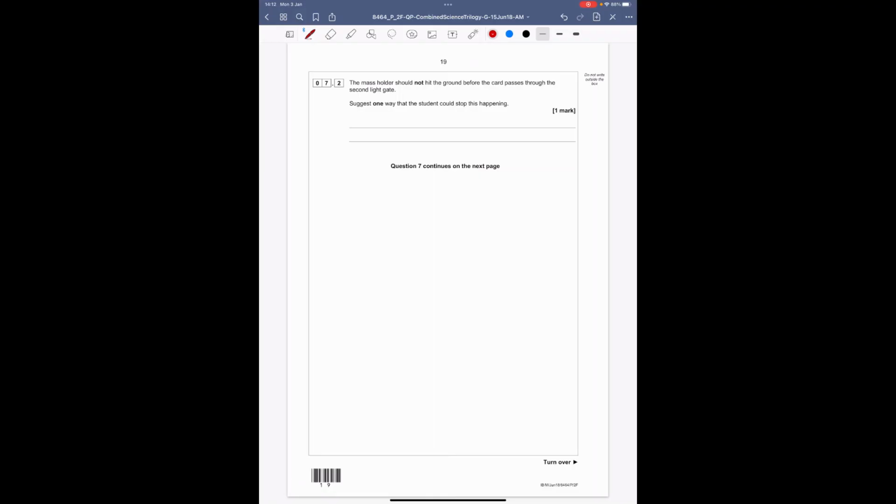Question 7.2 then. The mass holder should not hit the ground before the card passes through the second light gate. Suggest one way the student could stop this happening. So what he could do, quite simply, if he's having problems with it hitting the ground, is use a taller table. Or, it's just suggest one way, so any logical answer that would solve it would get the mark. The other way would just be to shorten the distance between the light gates.